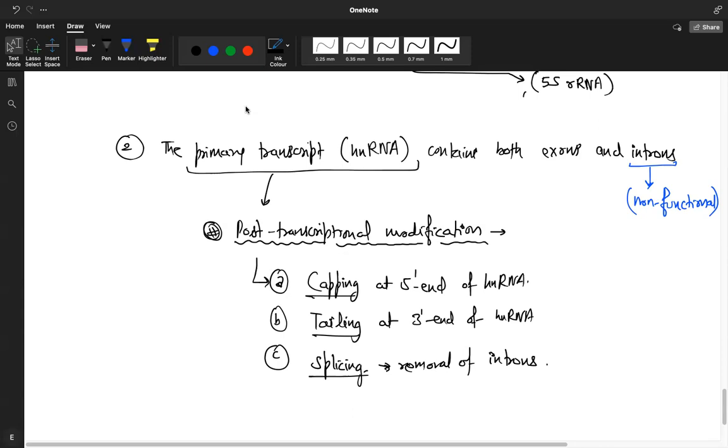Because anyways it has to get spliced and removed, so why is it there in the first place? Noted, Fatima. Done.